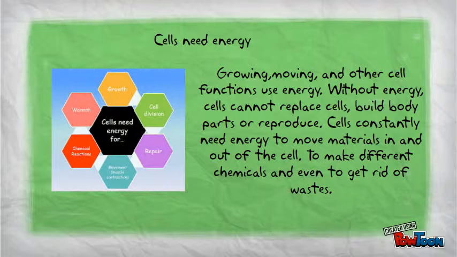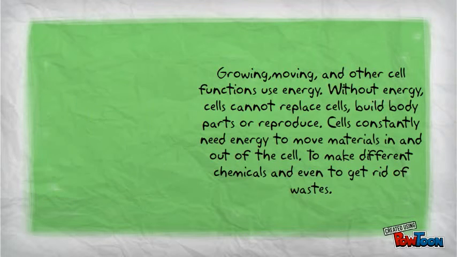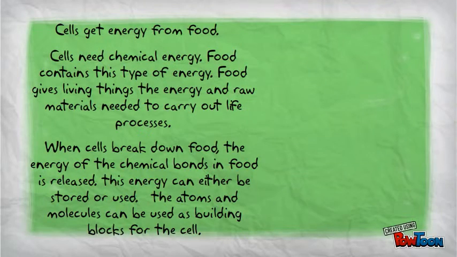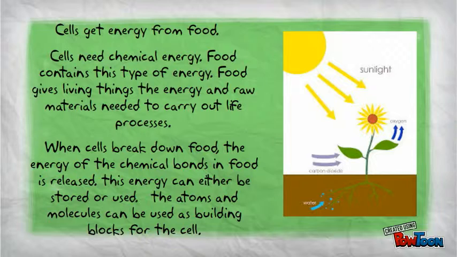Without energy, cells cannot replace themselves. They cannot build body parts or even reproduce. They constantly need energy to move materials in and out of the cells and also to get rid of waste. Cells need chemical energy. Food contains this type of energy. It gives living things the energy and raw materials they need to carry out life processes.